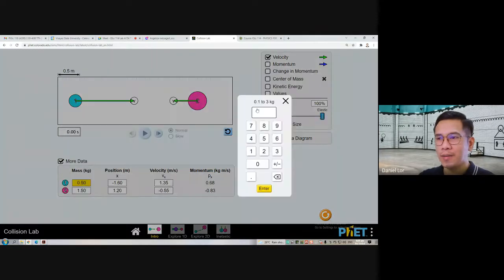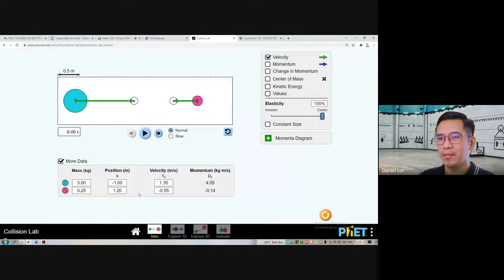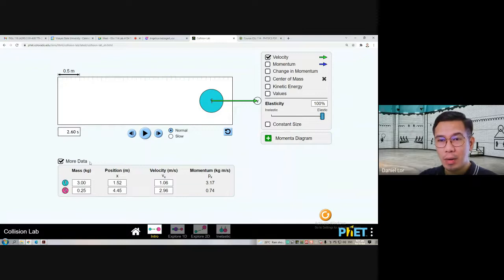We can also adjust the mass. So just input, for example, mass 1 is, let's say, 3 kilograms. Enter. It is bigger now. Mass 2, let's say, 0.25 kilograms. So the range of the masses should be from 0.1 to 3 kilograms only. Okay. So explore and analyze what is happening, or what changes are happening in their momentum and velocity.